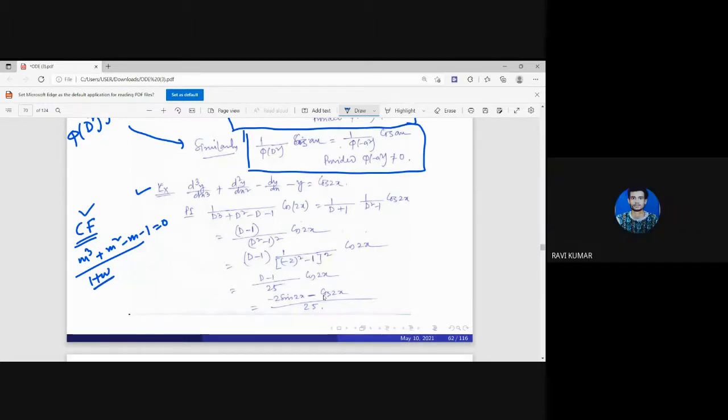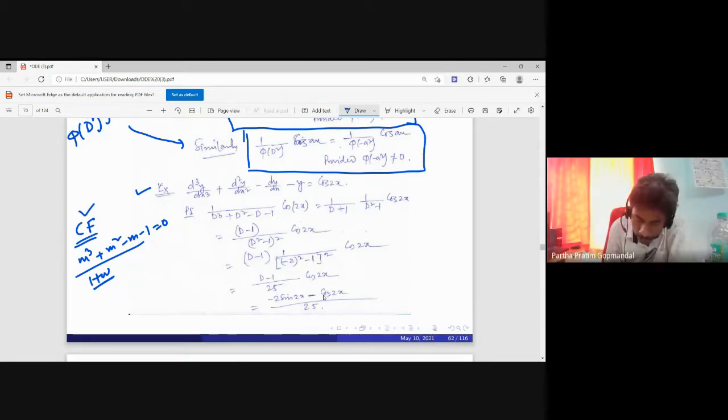Now let us see how to find the particular integral.